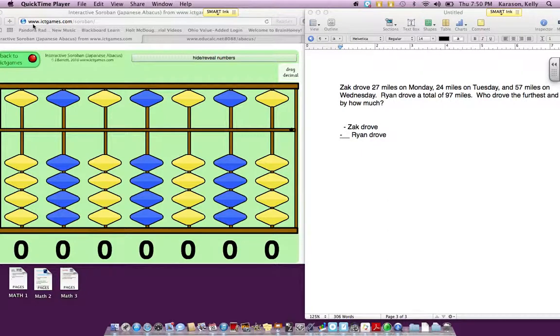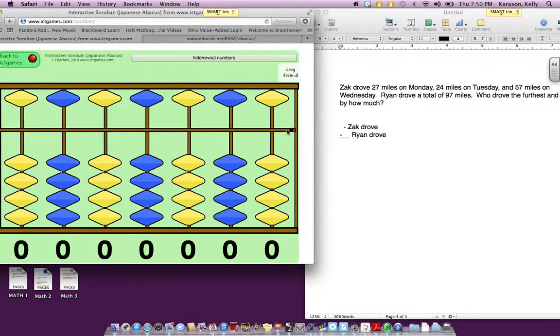Learn how to add and subtract a story problem using the abacus. This is our abacus that is on our screen, and it is a Japanese abacus in this case. And right now the decimal is over here, so this is my ones place, this is my tens, my hundreds, my thousands, my 10,000s, my 100,000s, my millions.